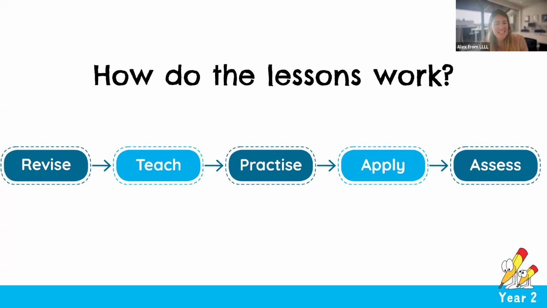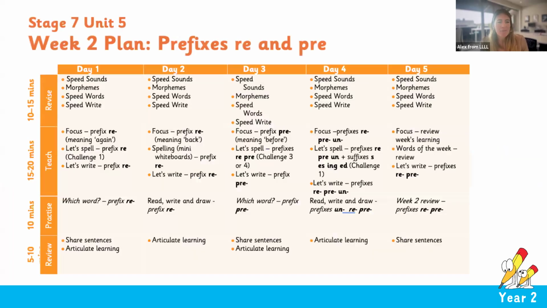The 7.5 lessons, as all of our lessons always do, follow the Little Learners Love Literacy teaching model: revise, teach, practice, apply, and assess. So here I'm going to introduce you to the new lesson structure that we're implementing for stages 7.5 and 8. It's a small modification on what we're used to, and this is an example up on screen for week 2, which is prefixes re and pre, which we now know the meanings of, thanks to Olivia.